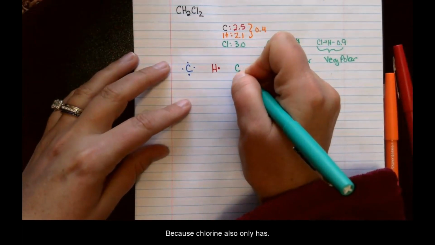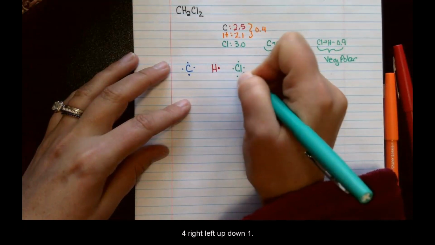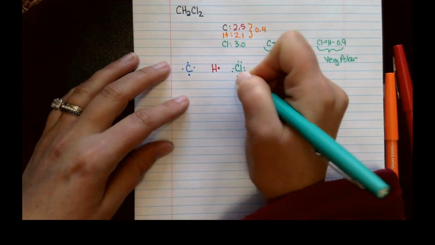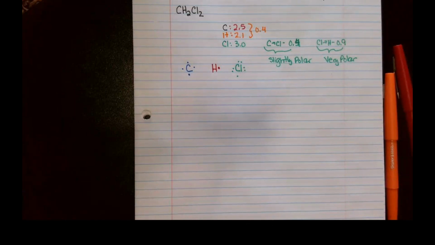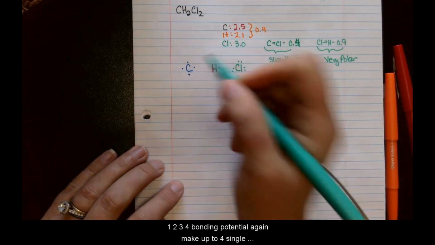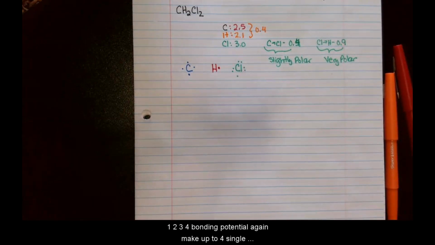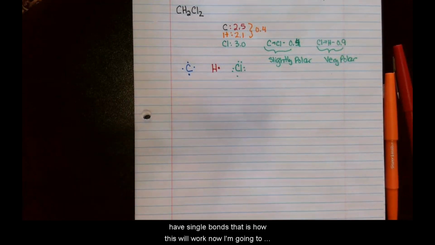Because chlorine also only has 1 dot. So it goes 1, 2, 3, 4, right, left, up, down, 1, 2, 3. And you can see the single lone dot. Now, I only drew one example of each, but you can see how it works. Now, if you're wondering how carbon can support so many different bonds, remember carbon has 4 bonding potential. It can make up to 4 single bonds, and seeing both hydrogen and chlorine both have single bonds, that is how this will work.